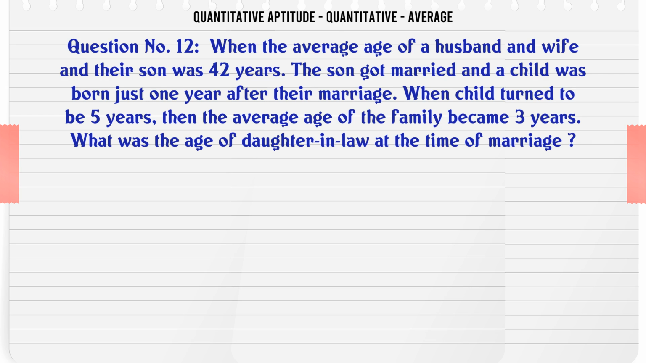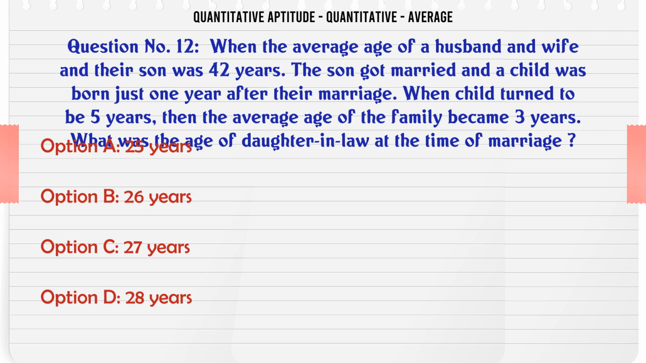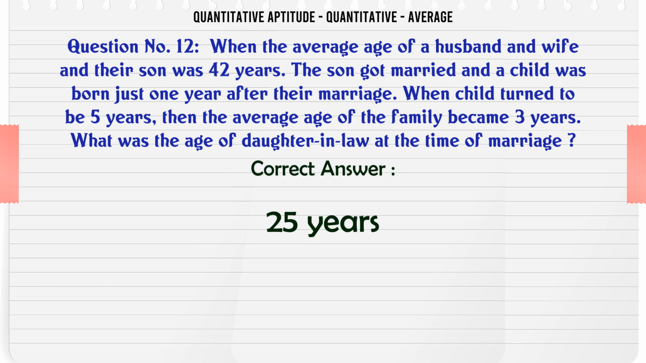When the average age of a husband and wife and their son was 42 years, the son got married and a child was born just 1 year after their marriage. When the child turned 5 years, then the average age of the family became 42 years. What was the age of daughter-in-law at the time of marriage? A 25 years, B 26 years, C 27 years, D 28 years. The correct answer is 25 years.